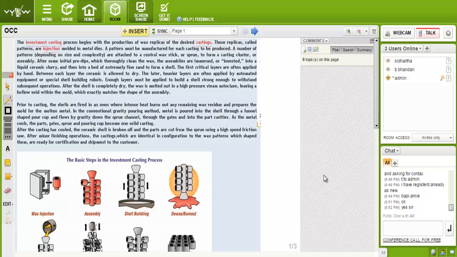See, the name suggests investment. That means there is a monetary relation. Okay, there is money, there is a monetary relation. Okay, now what is investment casting?